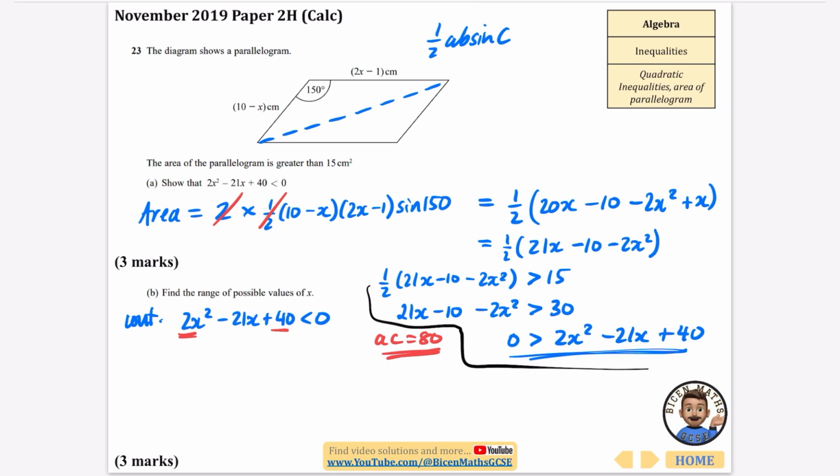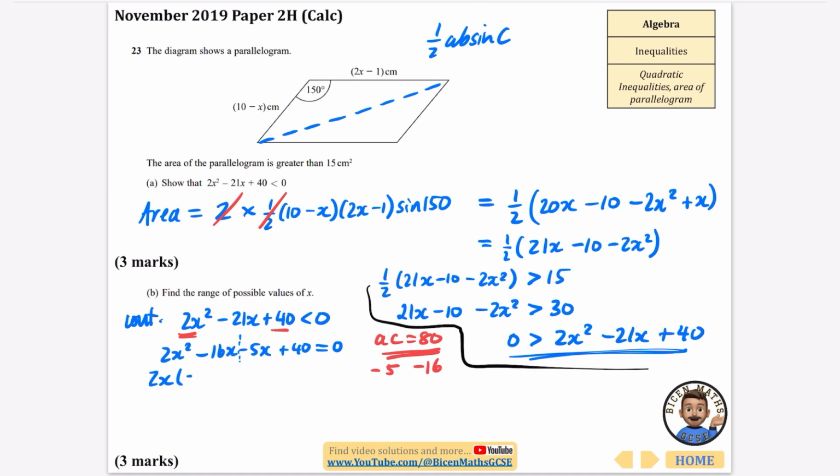Well, it could be 10 times 8, but that's going to give me 18. What about in the 5 times table? 5 times 16. If they were both negative, I think that's going to work. So that means I can rewrite the middle part as 2x squared minus 16x minus 5x plus 40. I'm saying it's critical values, so I can say it's equal to 0. Then I'm going to factorize the beginning bit, so that's 2x, because that's the highest common factor of these two parts.